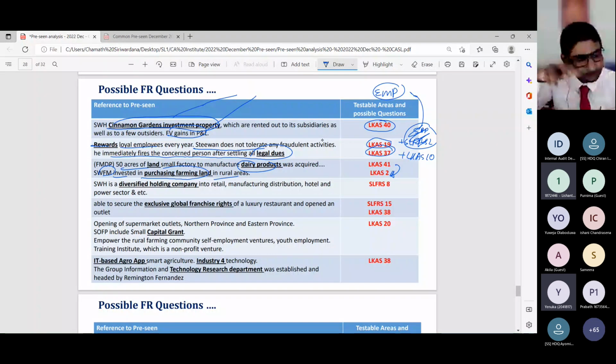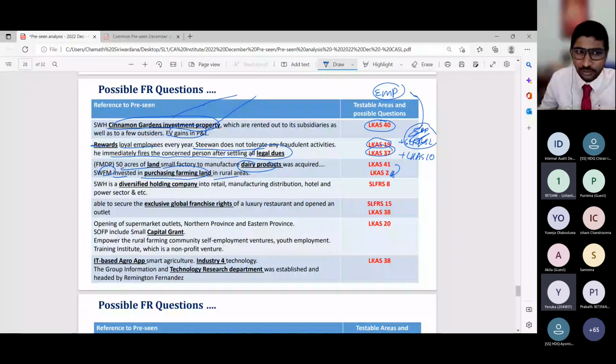And one more thing, students, this LKS 41 was also tested in the last paper. But don't think, you can think in two ways. Just because it was there last paper, this time it will not come. On the other hand, you can think, just because it was there last time, this time they will also test it. So you have two options. But anyway, don't get into that kind of prediction. There is no pattern in the questions coming in past papers. So here, just because this pre-seen is talking about farming lands and an agricultural kind of business, obviously LKS 41 is one of the highly testable standards, right?